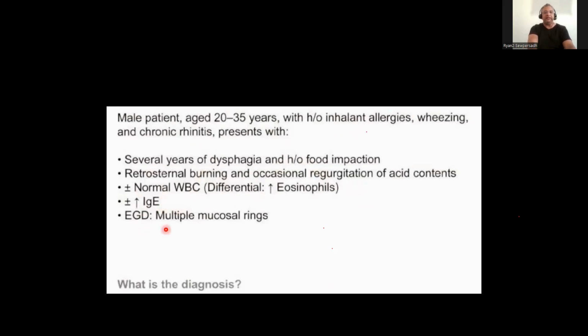Aha. And this is a giveaway, guys. The scope that you do shows multiple mucosal rings. Does anybody know what condition this is? Putting everything together, the atopy, the eosinophilia, the high IgE, the history of dysphagia, food impaction, and also, very especially, the scope finding of multiple mucosal rings.